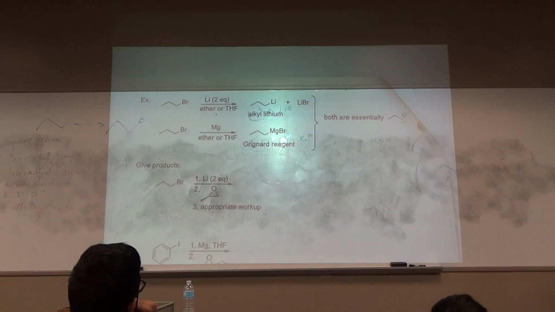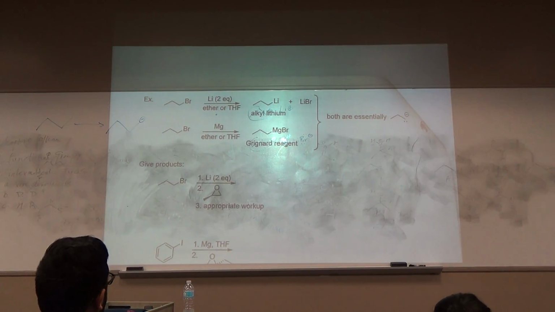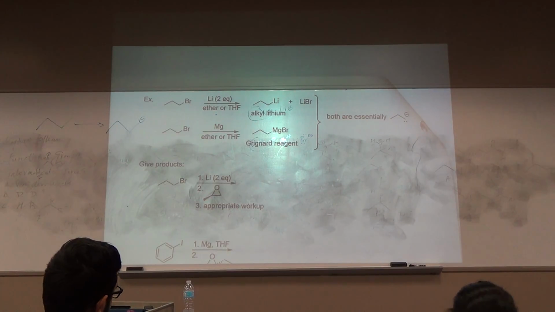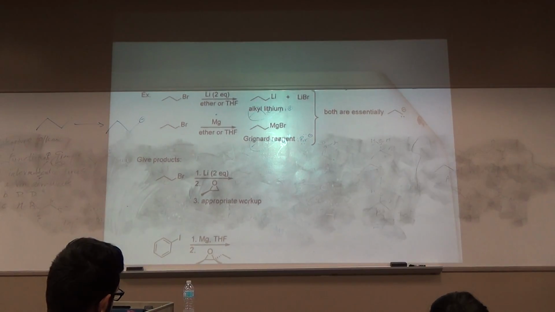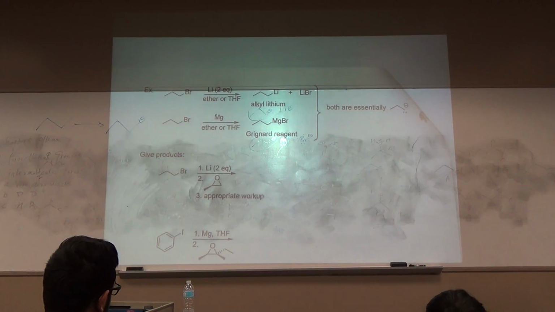These are the most common. We've used n-butyl lithium before, many times even in organic 1. This is how n-butyl lithium is made. You take butyl bromide, react it with lithium, and you get n-butyl lithium and lithium bromide. You don't make it by removing an H. You do this oxidative addition.